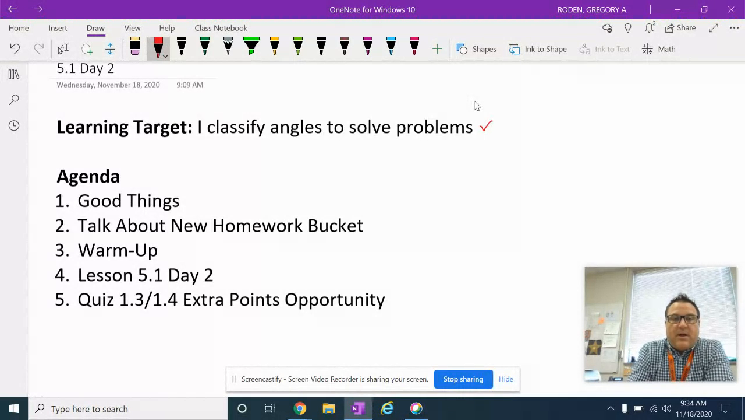Okay, talk about the homework bucket. Well, how about we do this last? So I'm going to talk about the homework bucket last. Don't let me forget to talk about the homework bucket last, okay? Because that is going to be very, very important.